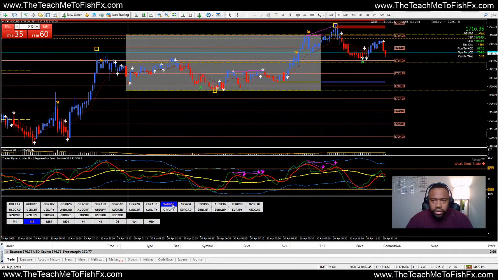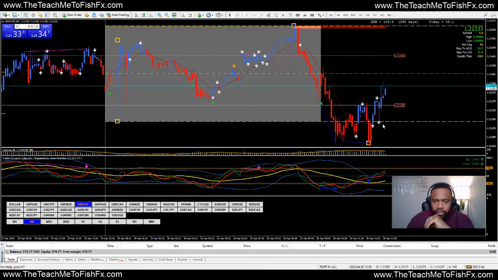Caught some money on gold. Got out at about 29 pips. Caught 29 pips on gold. So I also traded GBP Swiss. I was taken out. I had my stop just below this zone right here. However, I was taken out right here by the stop hunt.